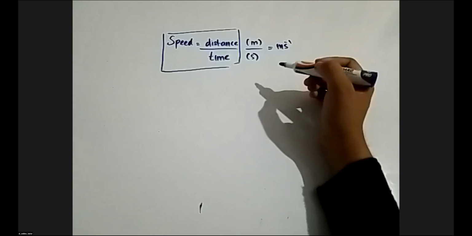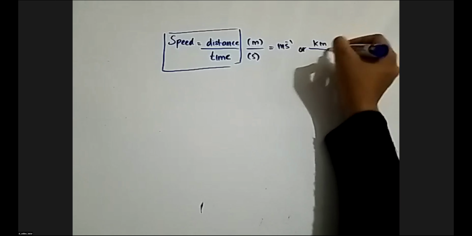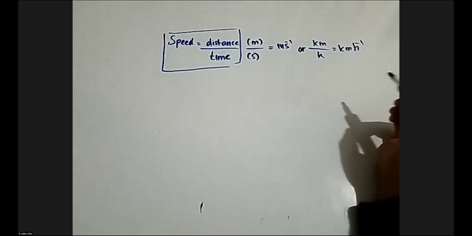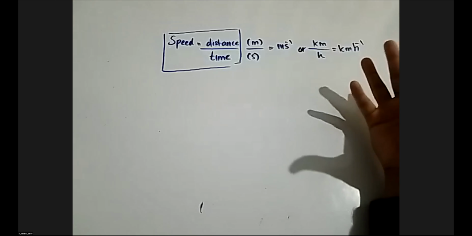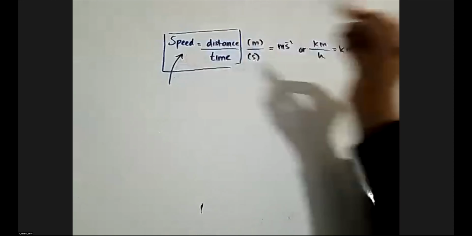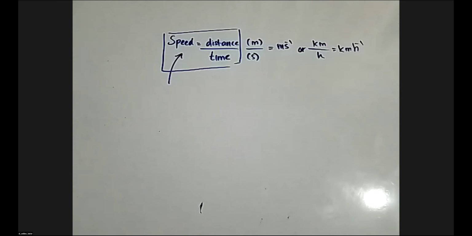But sometimes you can even get kilometers per hour. That means kilometer and hour. So you can get kilometers per hour, right? Now, what does speed mean? Speed means the distance traveled in a unit time. This is called the speed, right?